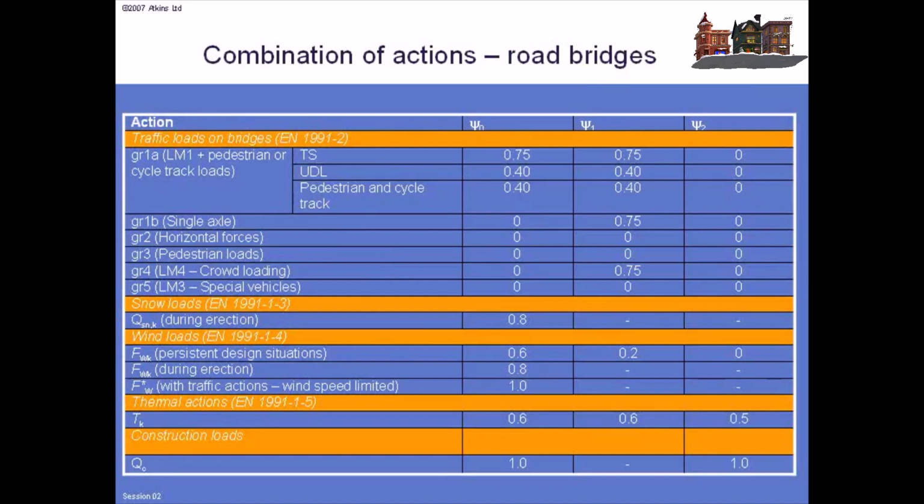The key point really is you don't need to make up these values. You take them straight out of the national annex of the country that you're working in. And the values shown here are actually the recommended values rather than UK values. When we look at live load in the next session, we'll be using the UK values, but they're pretty much the same. Other than the UDL in load model 1, we've made the same as for the tandem systems, and they're both 0.75.